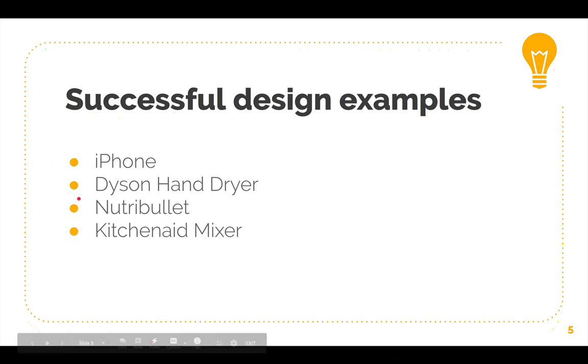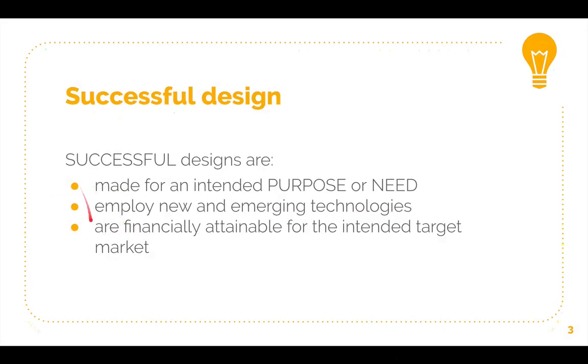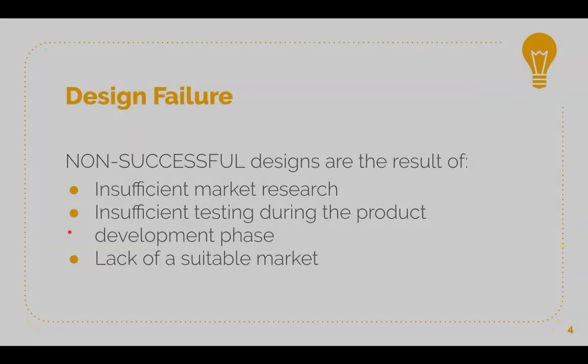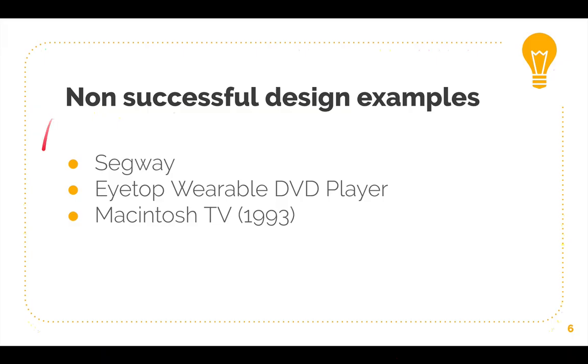The Dyson hand dryer is a really interesting one. So is the NutriBullet and the KitchenAid mixer. All of these are very interesting designs, and they are successful because there is a perceived need or purpose. They employ new and emerging tech. And while they are rather expensive for some of them, there is a perceived need, or they fill a gap in the market that previously wasn't there.